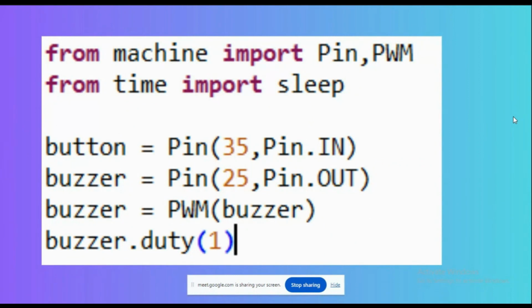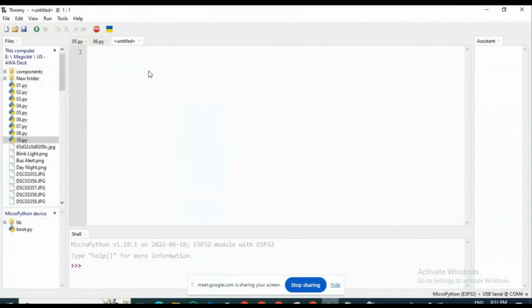In the code, first we need to import the necessary libraries and the necessary classes within those libraries. Then we have to define the pins of the components we are using, and we have to initialize them. First let's do the library importing part. Here we are using the same machine library, and from that machine library, we are importing the Pin class and the PWM class.